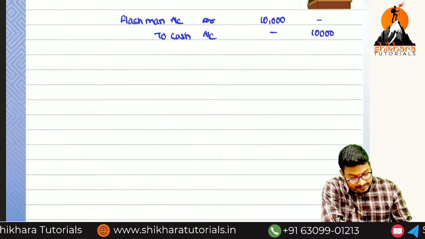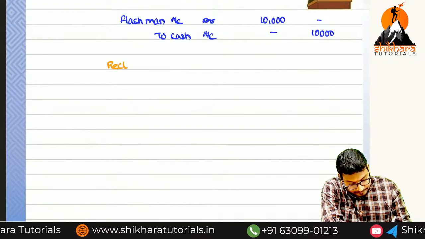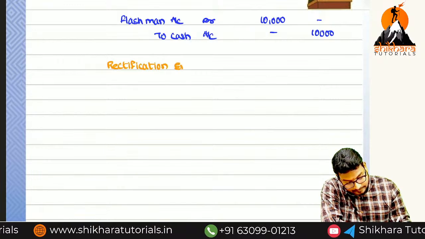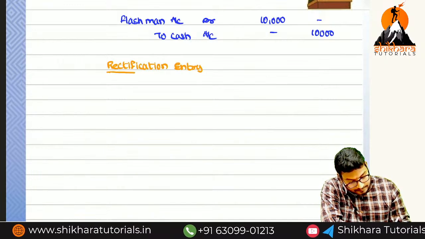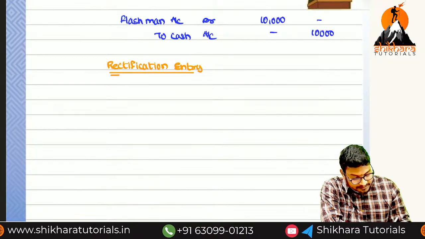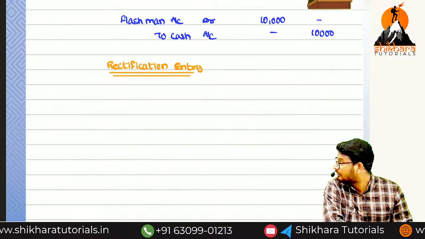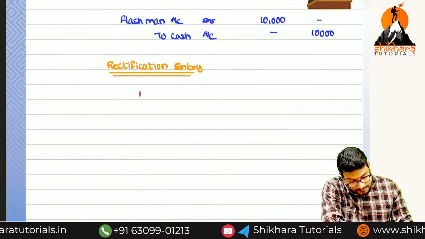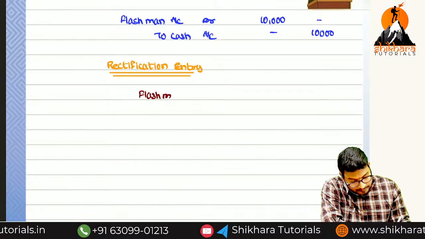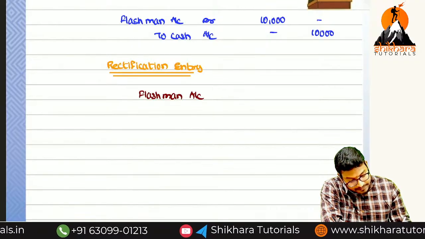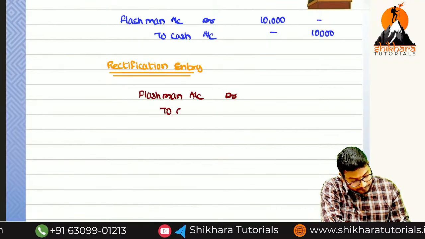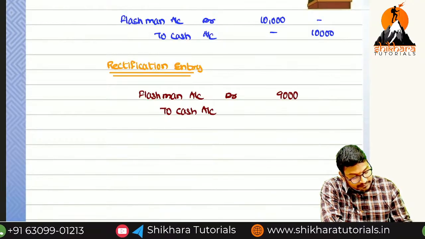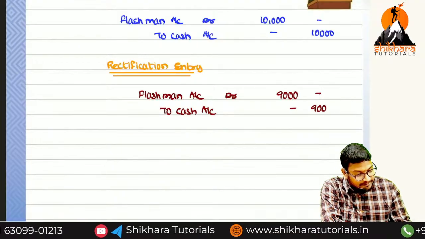The rectification entry, is it visible? This color. Okay, thank you. So what is the entry? Flashman account debited to cash account. The extra 9,000 rupees we are recording. That's all.